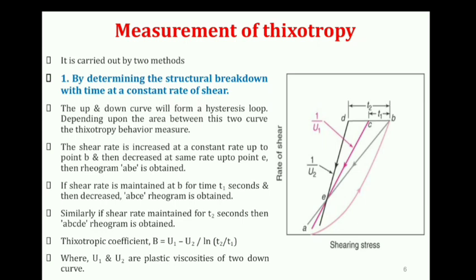The thixotropic coefficient can be determined by using the equation B equals U1 minus U2, where we have taken the example of a plastic system, so U1 and U2 are the plastic viscosity, divided by the natural log of T2 upon T1. Here U1 and U2 are the plastic viscosity of the two downward curves, and T1 and T2 are the time intervals.